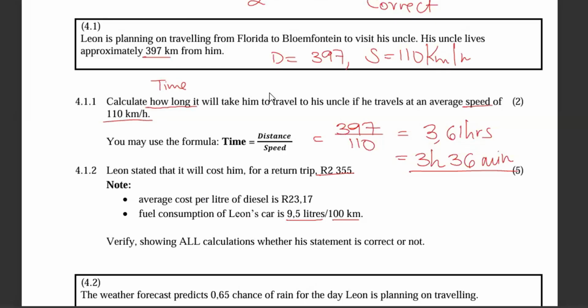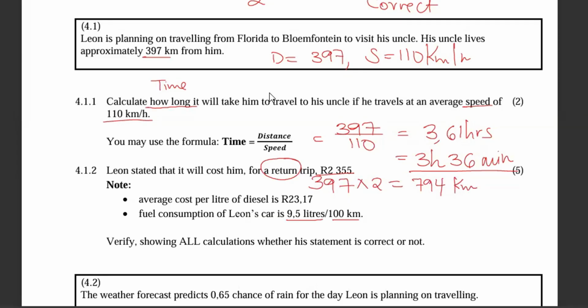Now, what you're going to do, first and foremost, they talked of return. A return trip simply means going and coming back. So if you're covering a distance of 397, you multiply by 2. You end up having the distance as, the distance became what? 794. These are the distances that are going to be covered.